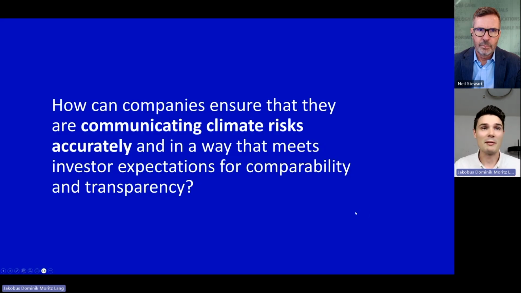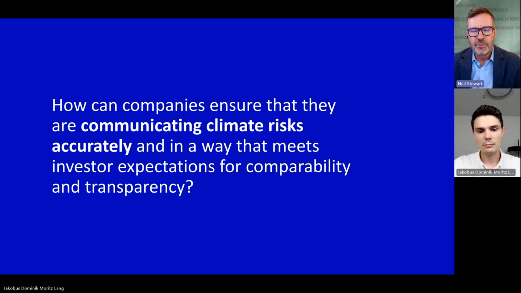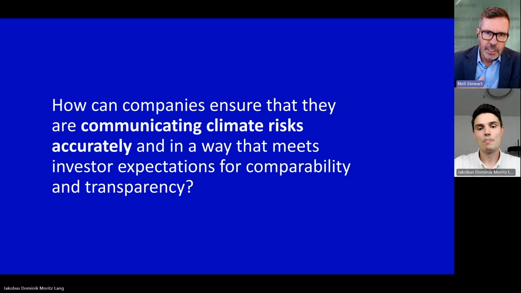Basically, from a company perspective, how can companies ensure that they are communicating climate risks accurately and in a way that meets really the investor expectations? Well, I think it's fair to call this a paradigm shift. As you say, there's this shift, and what the shift is doing is it's raising sustainability reporting to the level of financial reporting, right?